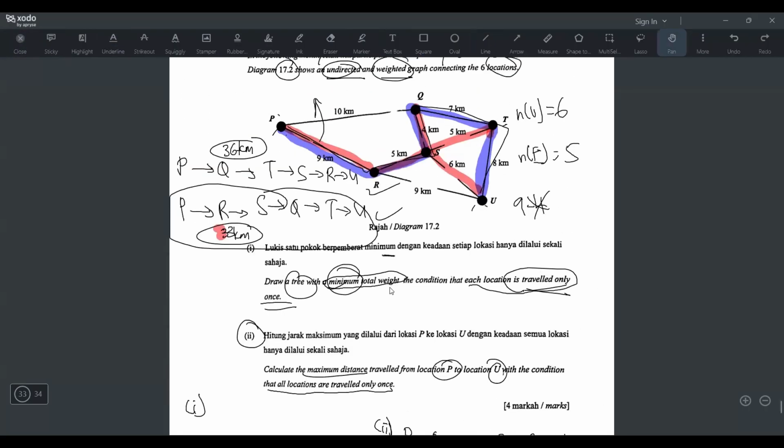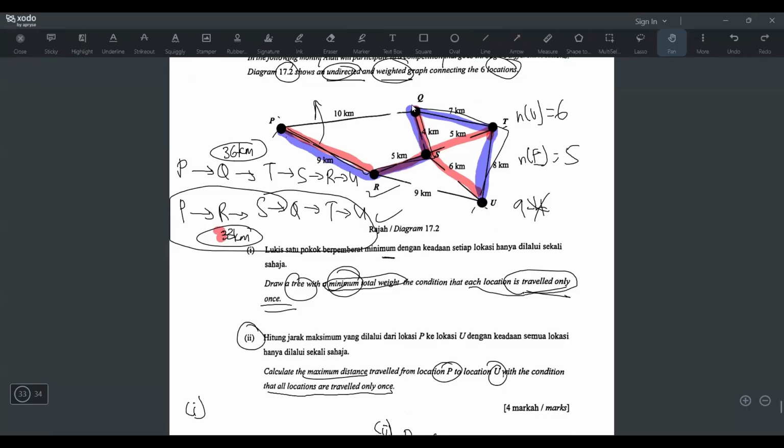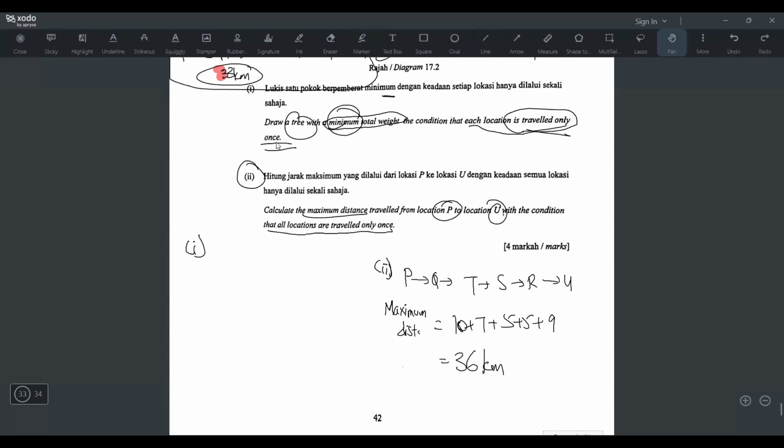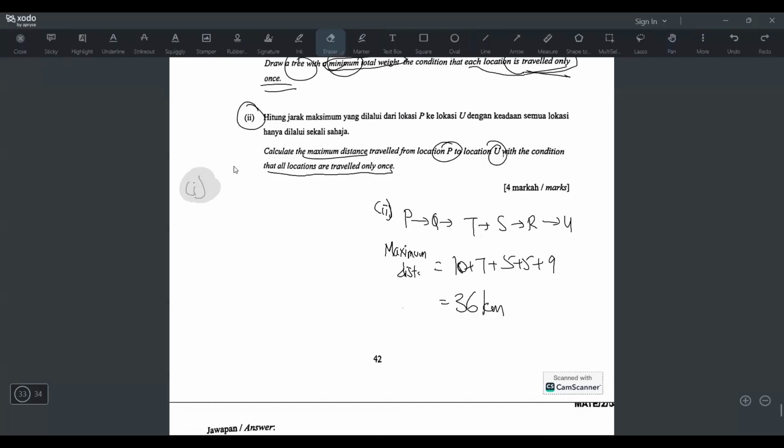Okay. So this is the tree with the minimum total weight and with the condition that each location is traveled only once, right? The one I drew in red color is also a tree, but maybe they don't accept it because each location has to be traveled once. If I draw the red color one, you have to visit the same location 2 times. Okay, so yeah, I think that's why. Okay, so this is the number one answer.